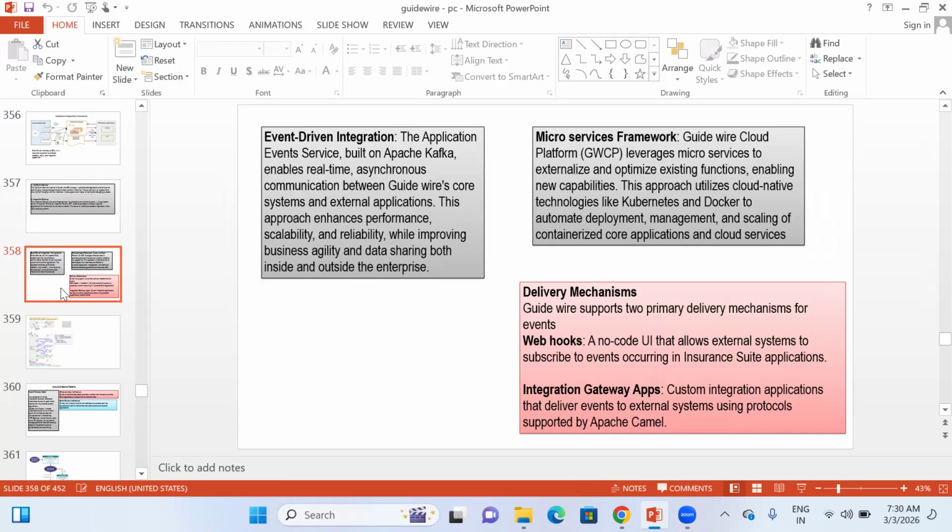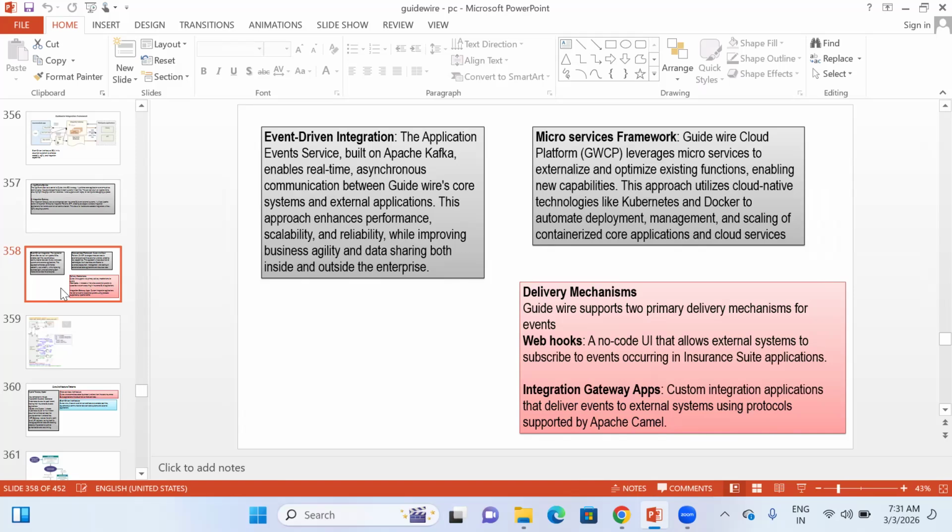At the same time, what delivery mechanisms do we have? Generally, these support two primary delivery mechanisms. One is webhooks and the other is integration gateway apps. Webhooks, as a no-code UI, allow external systems to subscribe to any event occurrences in the insurance application, like webhooks are being used. Integration gateway apps are majorly used for custom integration of applications, so that whatever delivery or events we want to perform for any external systems, using any kind of protocols, we will be using Apache Camel.